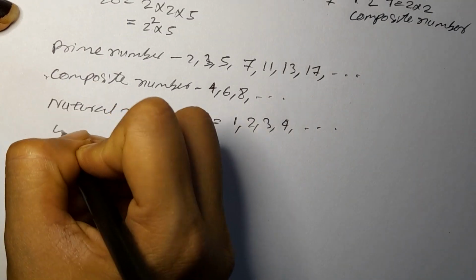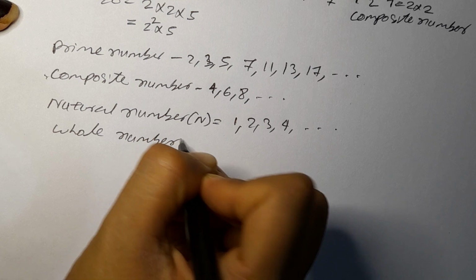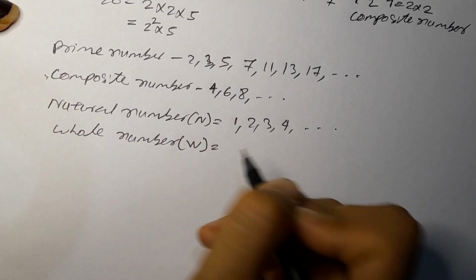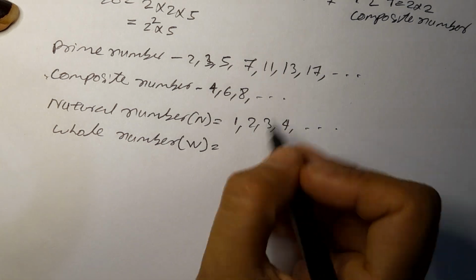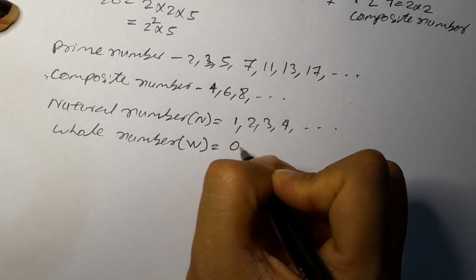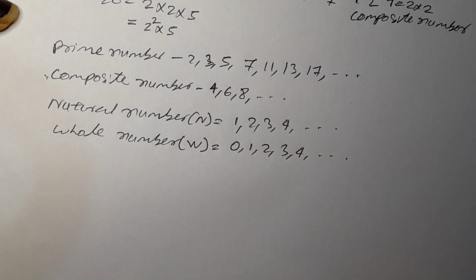And whole numbers. We represent them by capital W. If in the natural numbers we add 0, that becomes the whole numbers. So 0, 1, 2, 3, 4, it will go up to infinity.